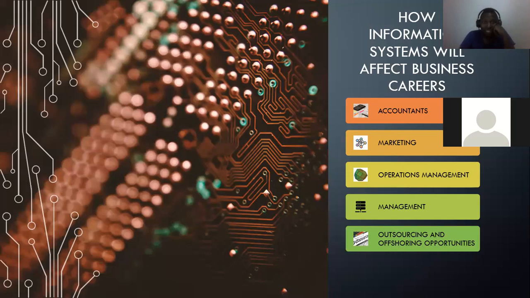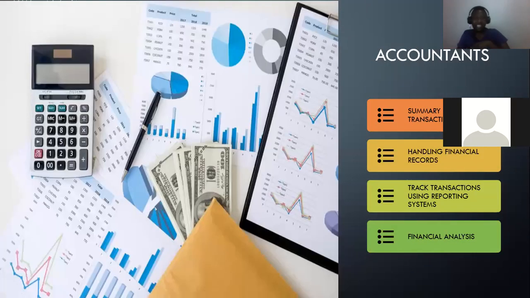So there are accountants, there is marketing, there is operations management, and then outsourcing and offshoring opportunities. These are the examples that are listed within your study module, right? So we want to see how information systems will affect the business careers of these five departments. So let's start with accountants, right?